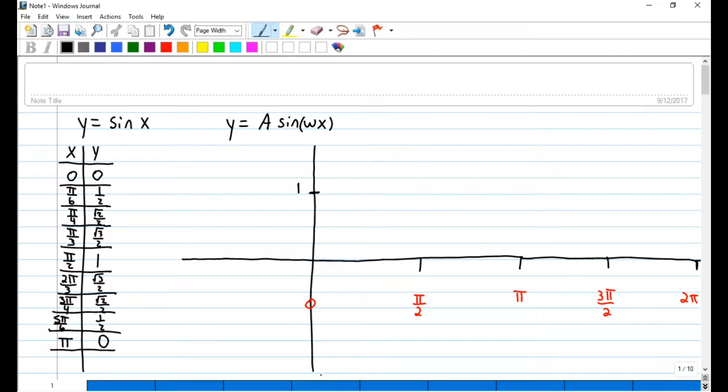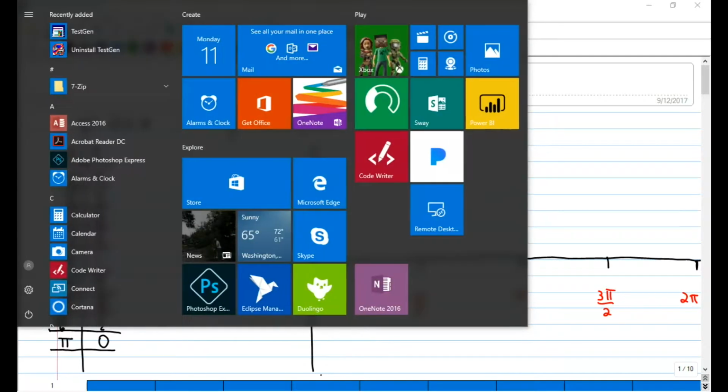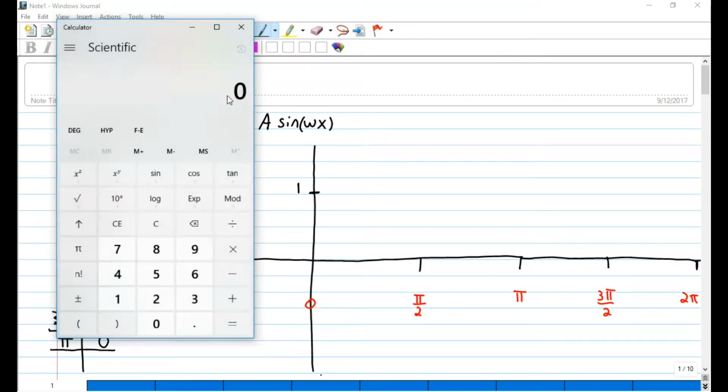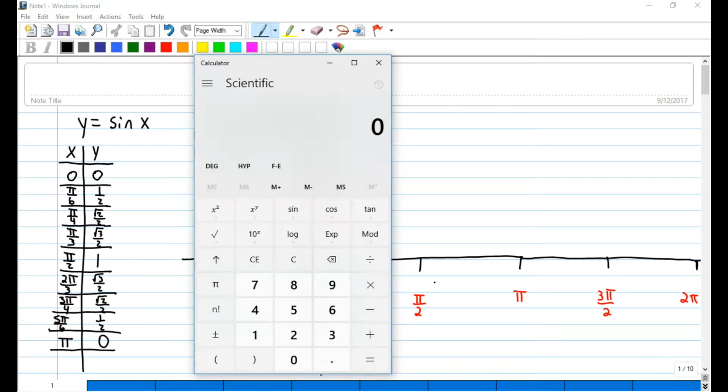Alright, well, I mentioned that pi over 2 was about 1.5. Well, how do I know that? If I go to my calculator and I calculate pi divided by 2, I get about 1.57. So you're usually used to putting 1, 2, 3, 4 on the y-axis. Well, pi over 2 is just another way of writing about 1.57.